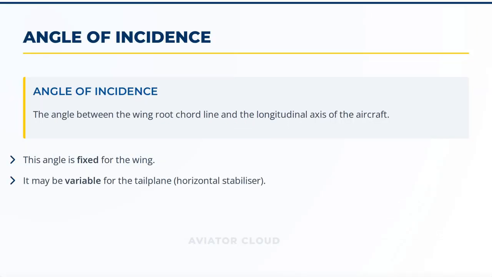Next, angle of incidence. The angle between the wing root chord line and the longitudinal axis of the aircraft. So chord line and the longitudinal axis of the aircraft. So let me draw it first, then I will explain. Let's say this is an aeroplane. Okay, this is the wing. I am very bad at drawing, so please bear with me. So this is an aeroplane.